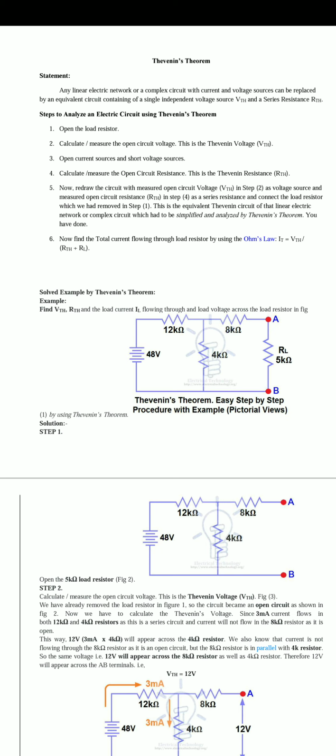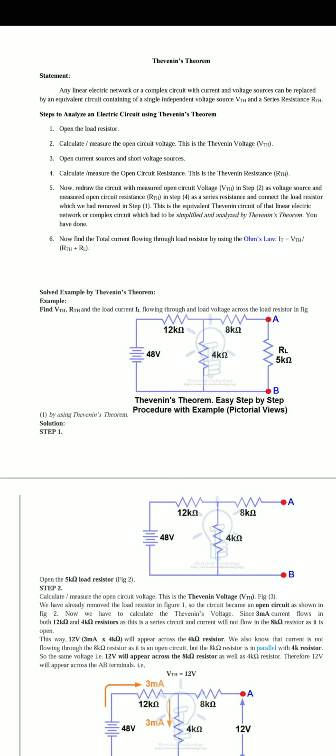Okay, in a complex network formed of n number of resistances, voltage and current sources mingled together, it is somewhat difficult to analyze normally. We can reduce that complex network using Thevenin's theorem. It reduces the network to a single resistance and voltage source in series with the load resistance. This is the statement.